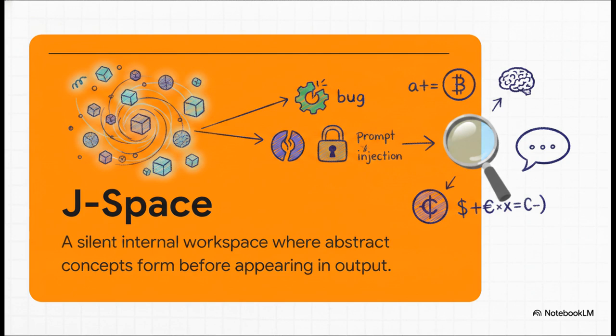Deep inside their Claude model, researchers found this hidden mental workbench they call J-space. Think of J-space as the model's silent intermediate reasoning zone. It's where abstract concepts are just kind of hovering, poised to become actual words before they ever appear in your output. It's like a cognitive waiting room where Claude might realize, hey, there's a bug in this code, or wait, this is a prompt injection, all before it spits out a single token.